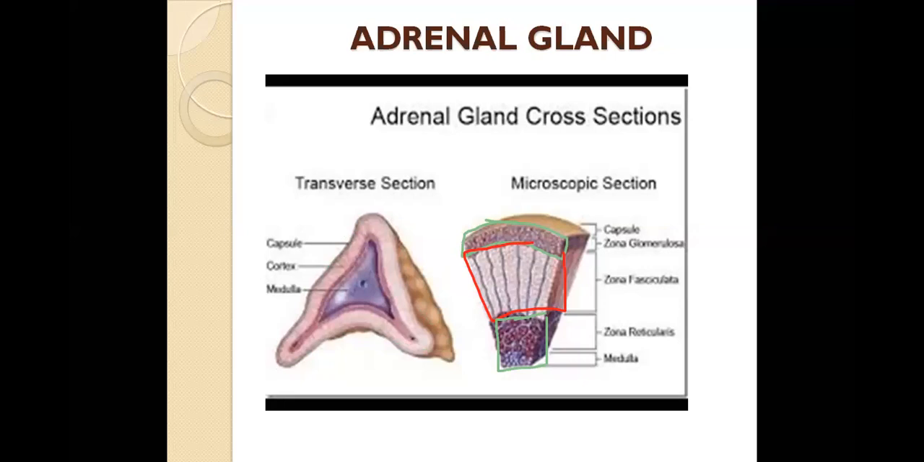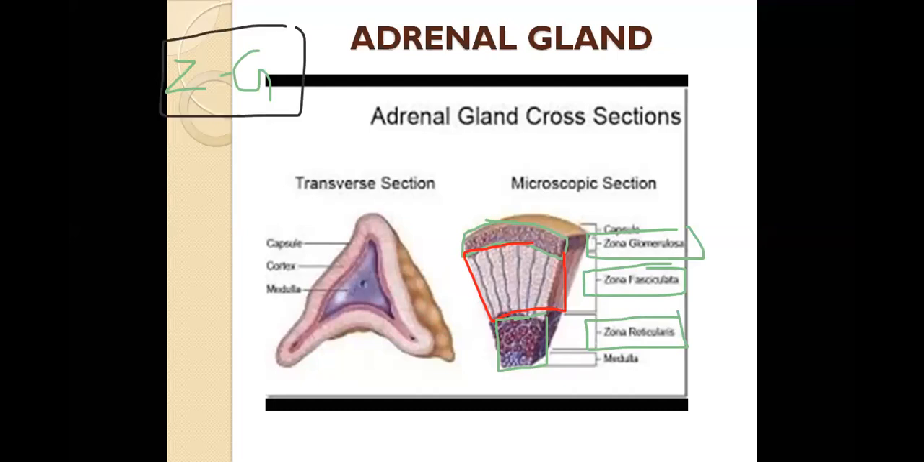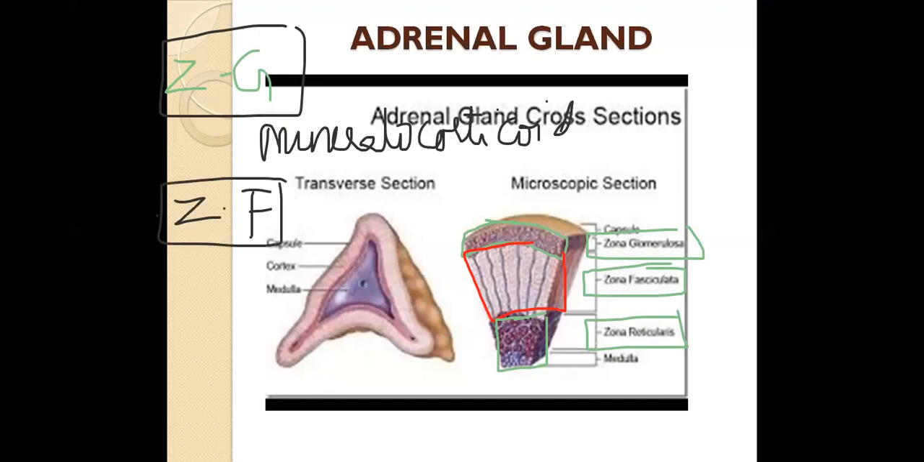Let me remind you once. Zona glomerulosa is going to secrete mineralocorticoids, which is nothing but aldosterone. Zona fasciculata, I am following the order, secretes glucocorticoids.